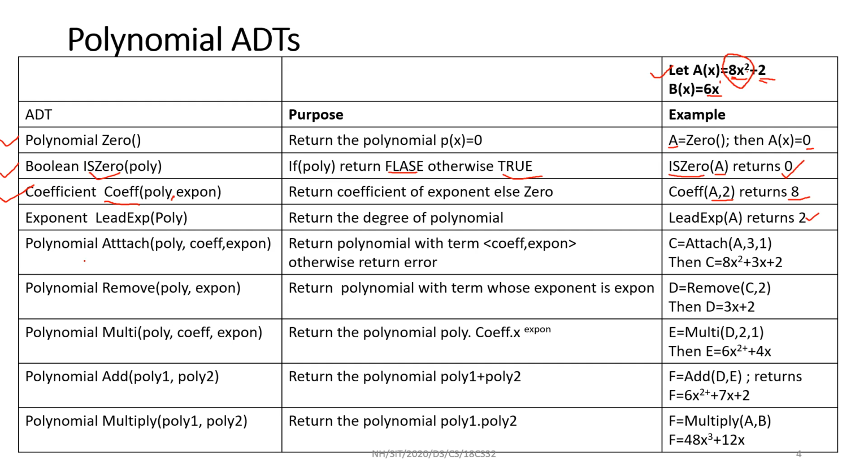Then, attach. What to attach? A term has a coefficient and an exponent, and that has to be attached to a polynomial. That returns the resultant polynomial. I'm performing some kind of attachment, joining one new term to the existing one. We'll see what happens. I want to join one term to A. What is that term? 3x: 3 is the coefficient, 1 is the exponent.